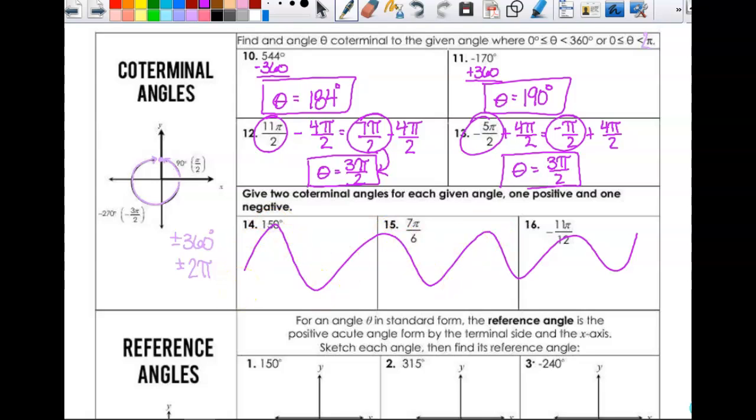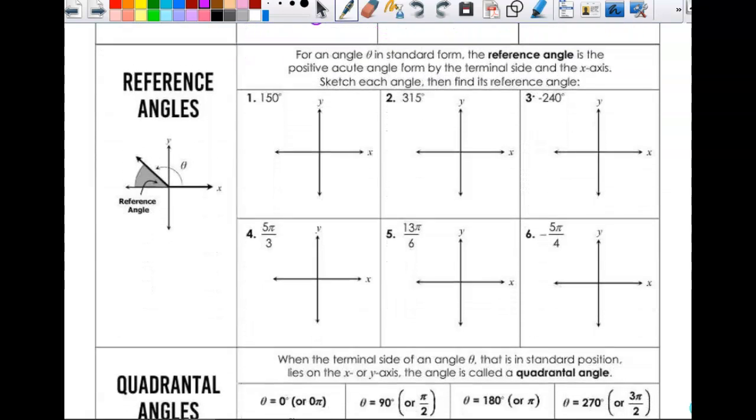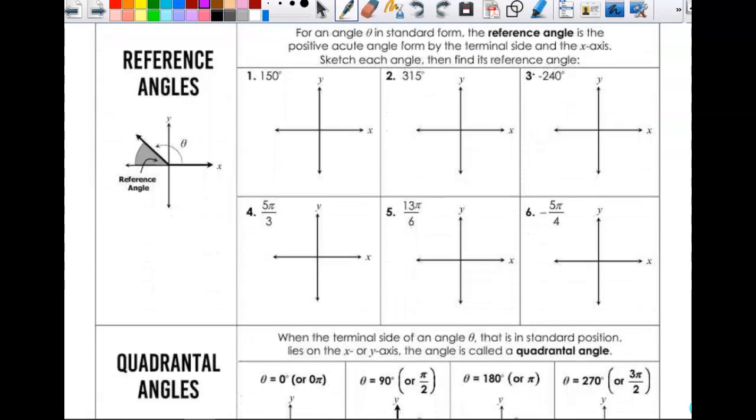All right, so let's talk about reference angles. Because we need to know what the definition of a reference angle is as well. For an angle theta in standard form, so your angle has to be in standard form to have a reference angle, the reference angle is the positive acute angle formed by the terminal side and the x-axis. It's the shortest way back to the x-axis, and it doesn't matter which direction you go to get to the x-axis, it's still going to be positive because it's not in standard form.